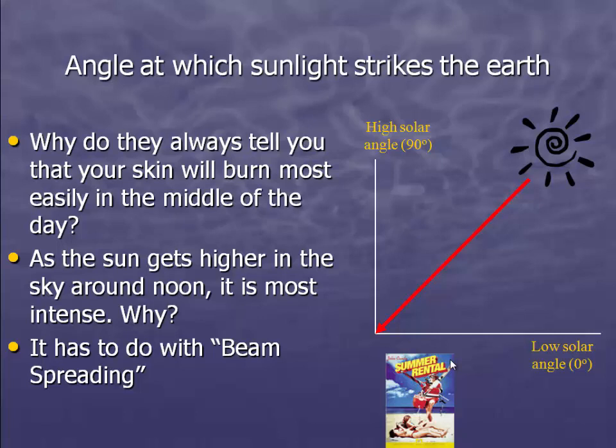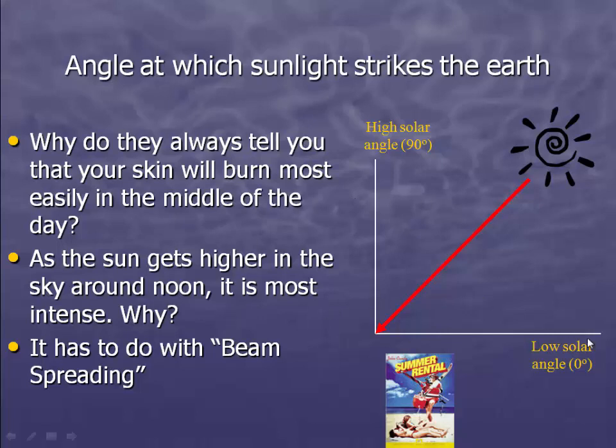This first idea is known as beam spreading. The image over on the right shows what beam spreading looks like. They always tell you that if you go near the equator during the summertime, be careful, you will burn. Your skin will burn very easily in the middle of the day because the sun is very high above you. If you go outside looking to get a suntan, you're going to go out during the afternoon when you have a relatively high solar angle.